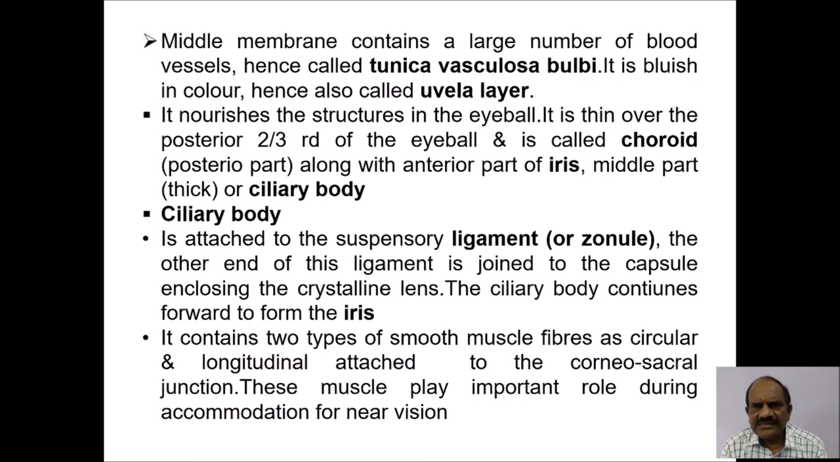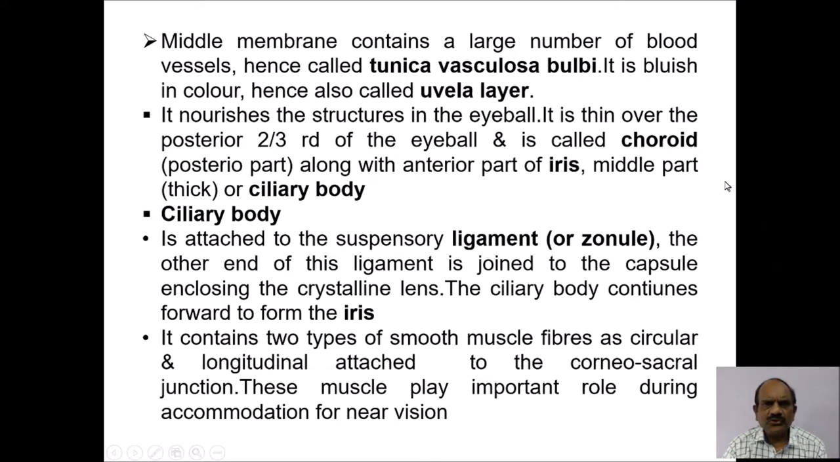The middle membrane contains a large number of blood vessels, and hence it is called the choroid, also called tunica vasculosa bulbi. It is bluish in color, hence it is also called the uveal layer. What is its function? It nourishes the structures in the eyeball.